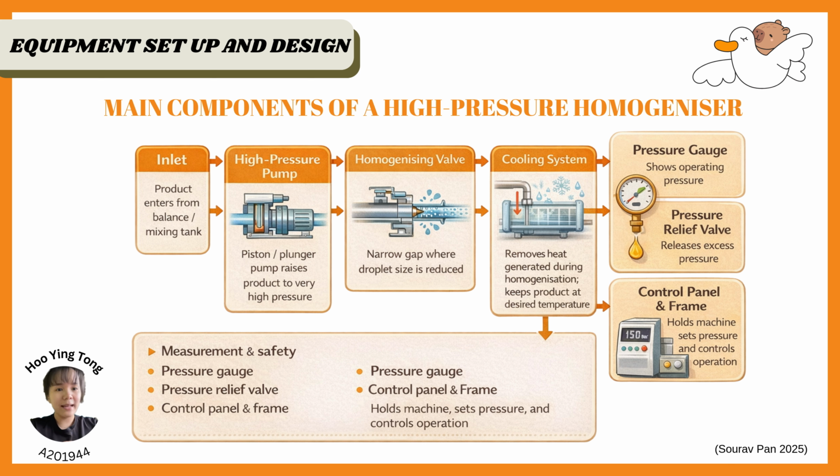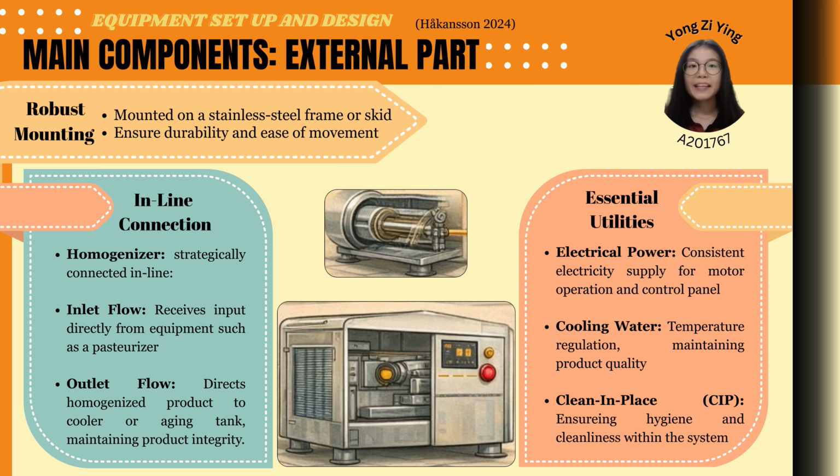After leaving the valve, the product passes through the cooling system, which removes the heat generated during the homogenization and keeps the product at the desired temperature before it continues to the outlet and flows to the next processing step. On the right side of the slide, you can see the pressure gauge, pressure relief valve, and control panel and frame, which are used to monitor the operating pressure, protect the equipment from overpressure, and control the overall operation of the homogenizer.